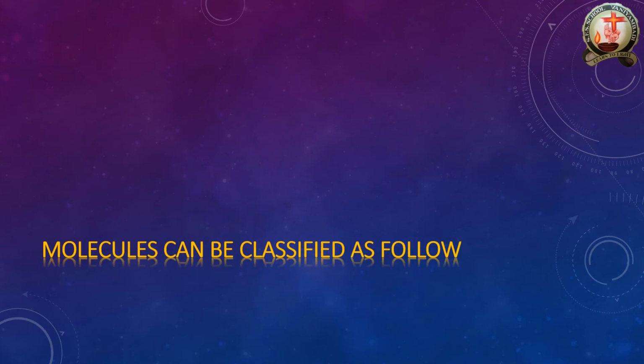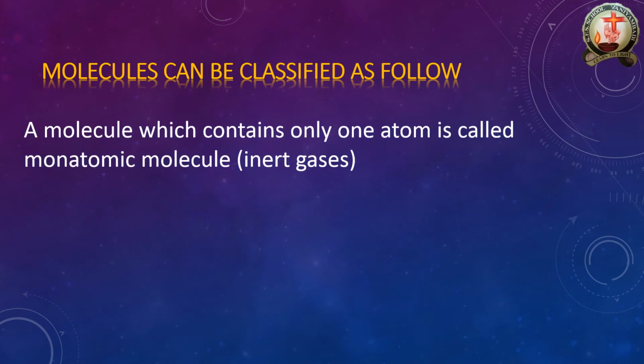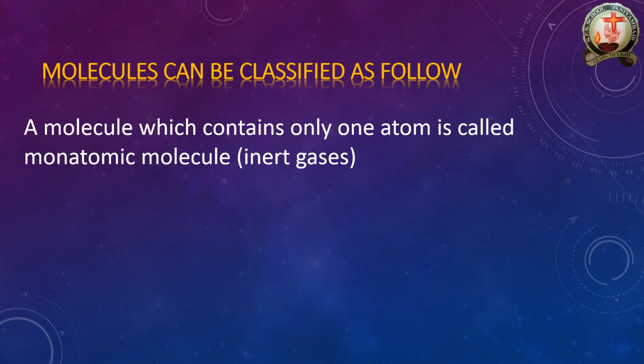Now we are going to see how molecules can be classified. We classify molecules depending upon the atoms and their composition. A molecule containing only one atom is called a monoatomic molecule. Monoatomic means only one atom. Suppose I write helium. Helium is only one atom. It has no ability to donate electrons or accept electrons. Such a compound is said to be monoatomic.